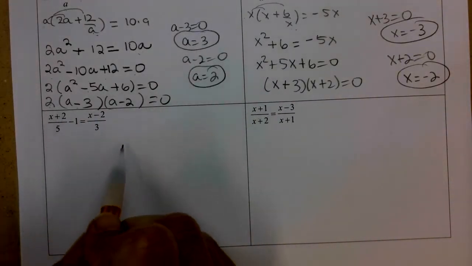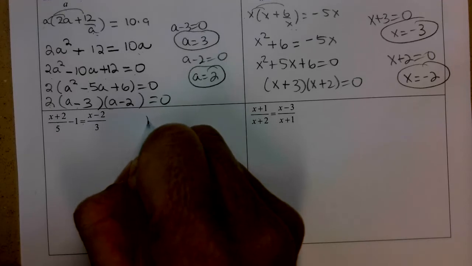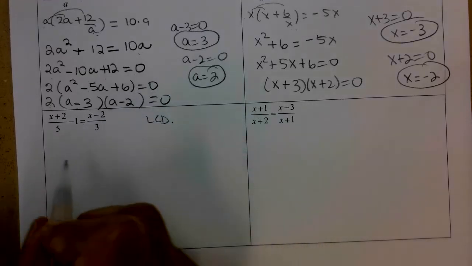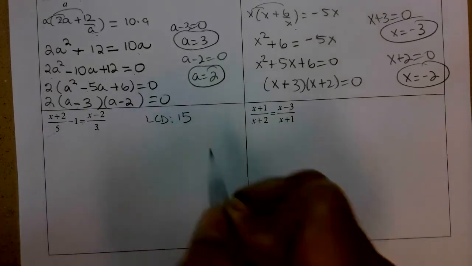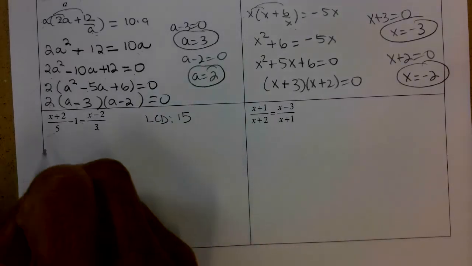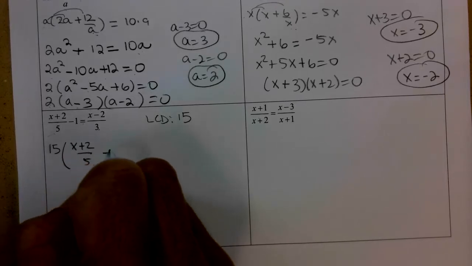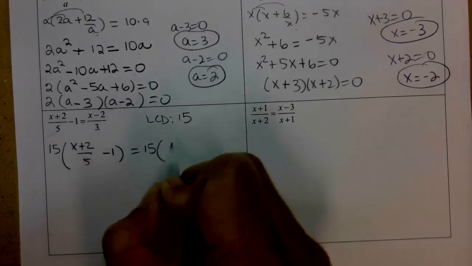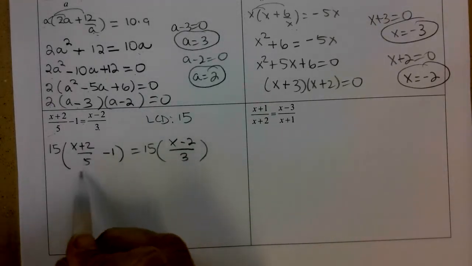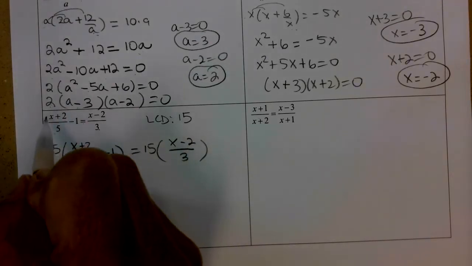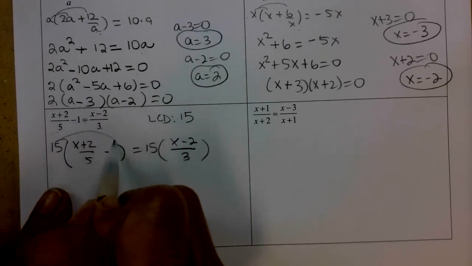So a rational equation, rational because I've got some fractions in there. Decide what your LCD is. So look at the denominators that you have. There's a 5 and there's a 3, so the LCD would be 15. So we're going to multiply both sides of the equation by 15. I'm just writing that out. Because the left-hand side had the first term, the x plus 2 over 5, and the minus 1, I put it in parentheses so that I'm careful to distribute my 15 to both.